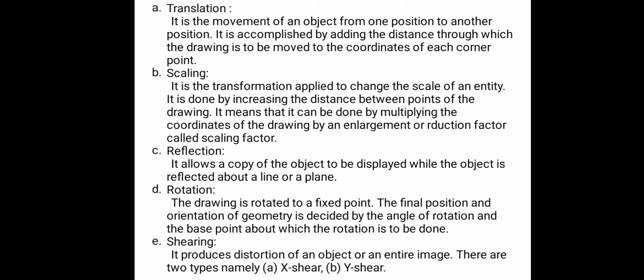called scaling factor. Reflection. It allows a copy of an object to be displayed while the object is reflected about a line or a plane. Rotation. The drawing is rotated about a fixed point. The final position and orientation of geometry is decided by the angle of rotation and the base point about which the rotation is to be done. Shearing. It produces distortion of an object or an entire image. There are two types, namely X shear and Y shear.